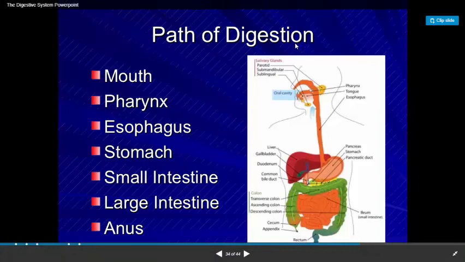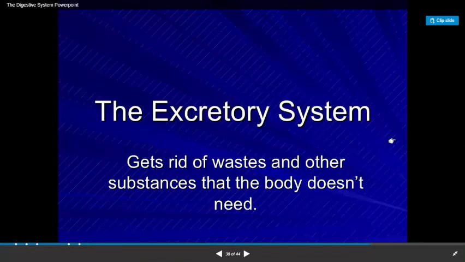So this is where the food is going to pass, through the tract. These organs are responsible to help with the digestion. They are not part of the tract.